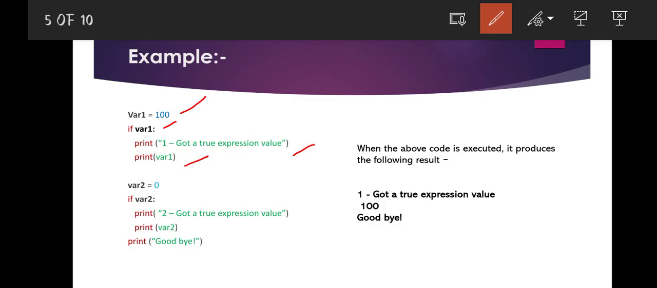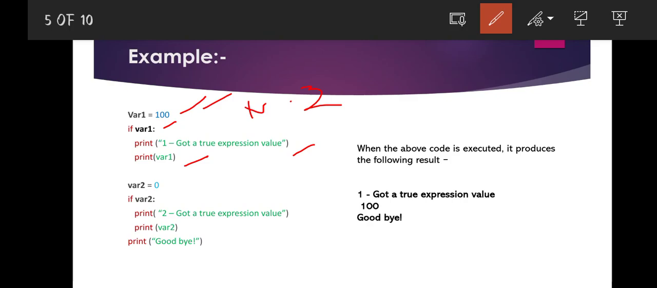So here we are checking the condition. I already told you that for any non-zero values, the programming languages assume the condition as a true value. So here we are taking variable 1 is equal to 100. 100 is a non-zero value. So the condition becomes true.